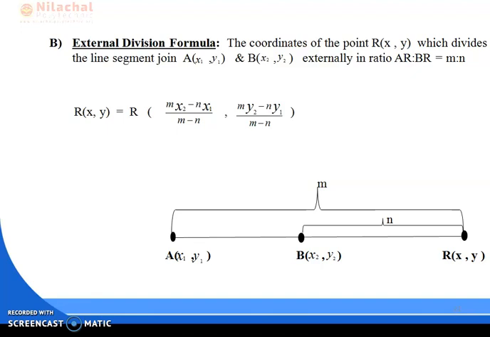So, chapter number is 3. Chapter name is Two-Dimensional Coordinate Geometry. So, today we will discuss the external division formula, or you can say the external section formula.